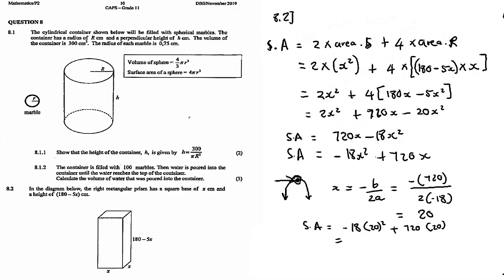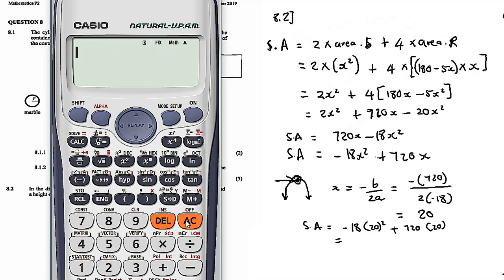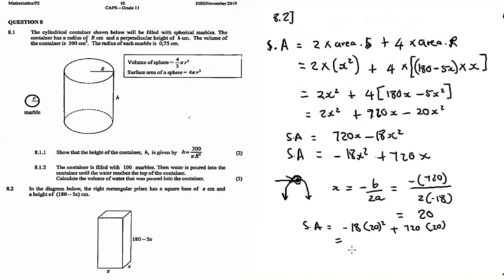Let's calculate. Negative 18 times 20 squared plus 720 times 20 is 7,200. So it's 7,200 square centimeters. So this is your maximum surface area.